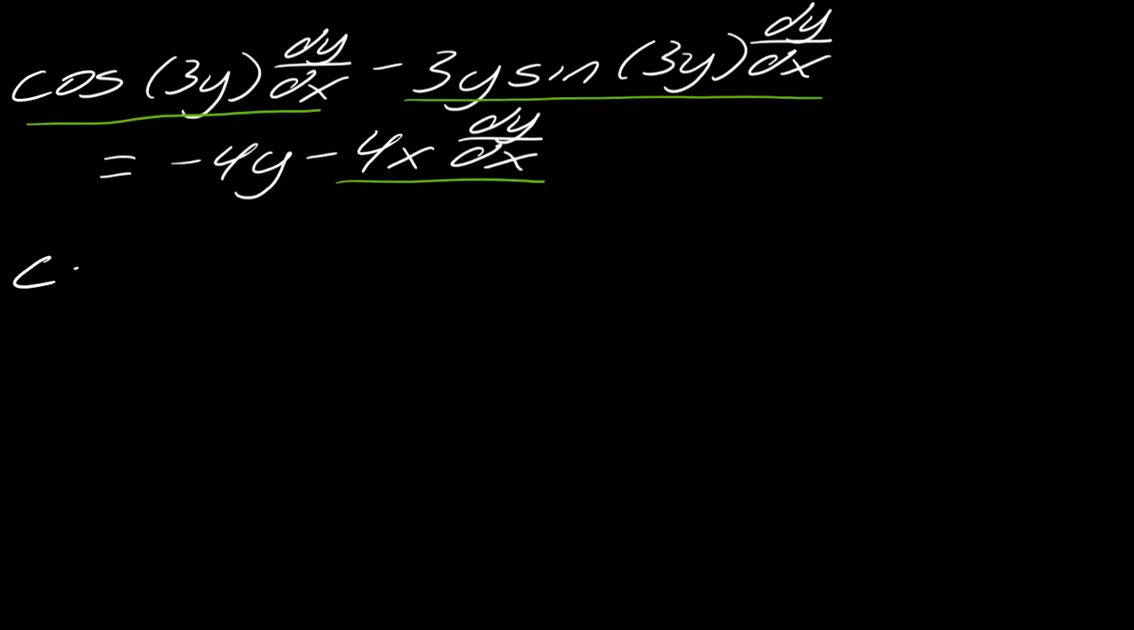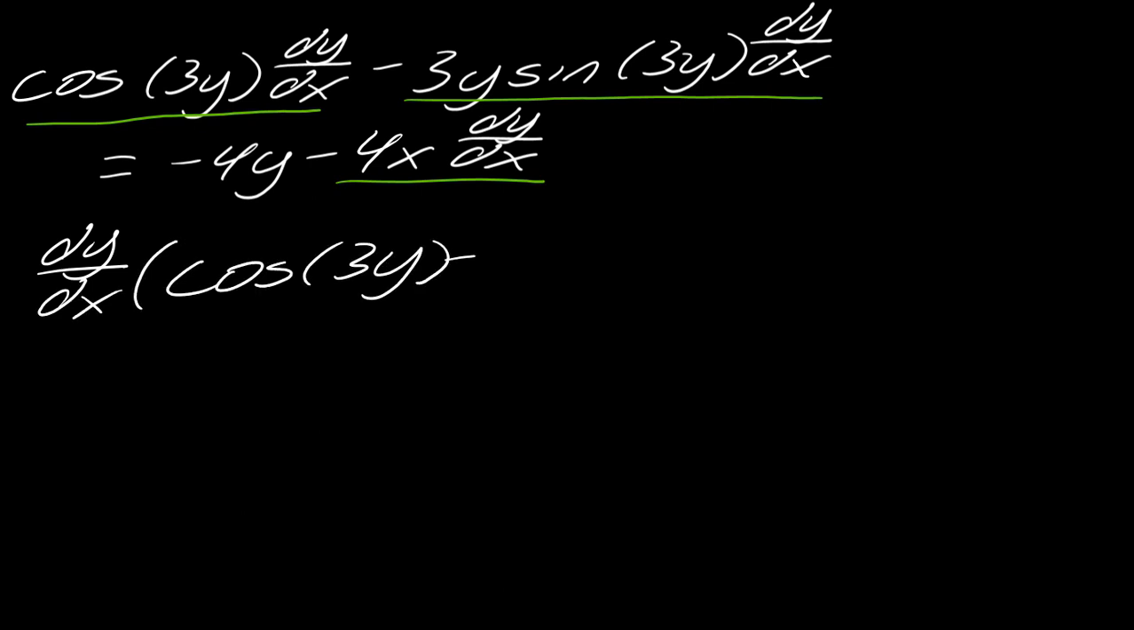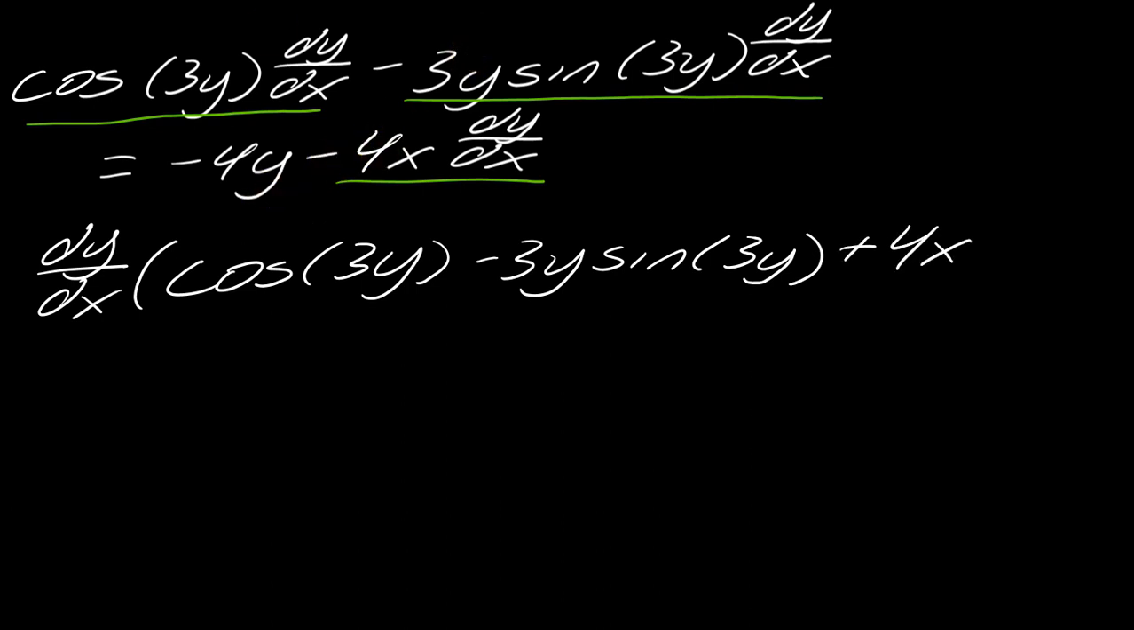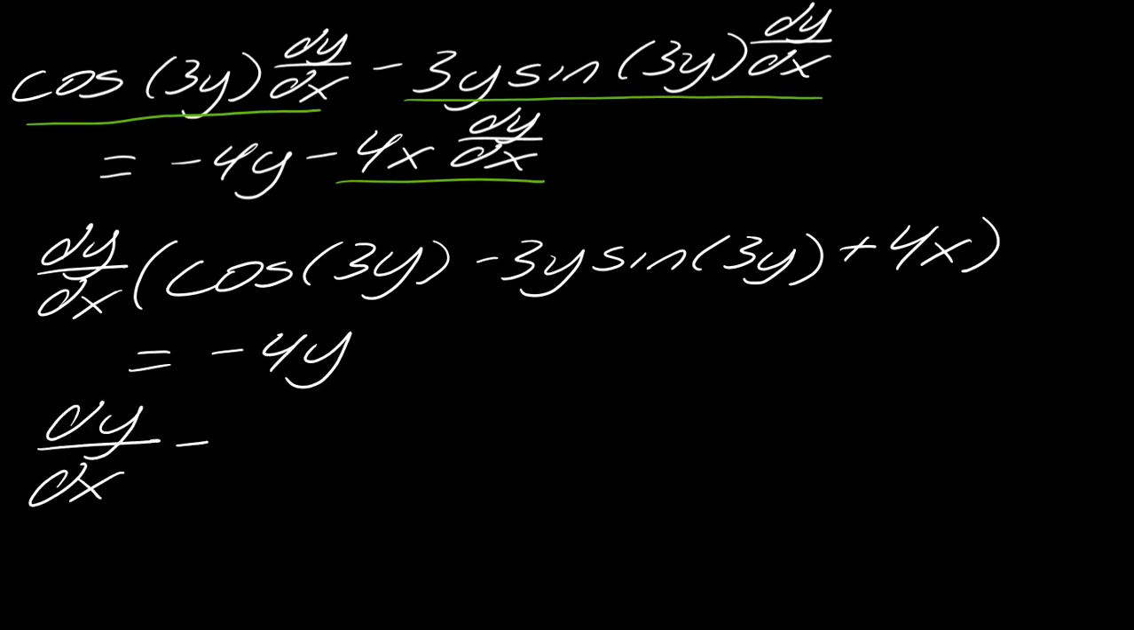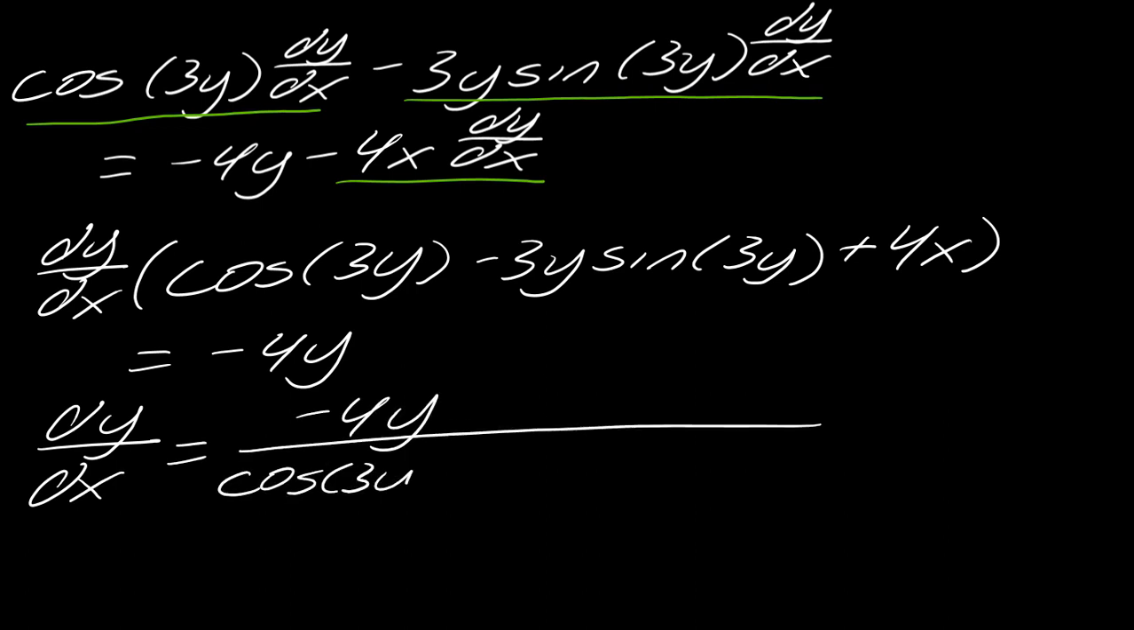So I have cosine of, let's see, actually I'm going to factor out the dy dx. So I'll bring dy dx out. So I'm left with cosine of 3y minus 3y sine of 3y. And then notice I have to add the 4x over to get it on the other side. So this will become just plus 4x. All of this will equal negative 4y. So then I just divide out by that last part. So I get negative 4y divided by all of this good stuff here. Cosine of 3y minus 3y sine of 3y plus 4x.